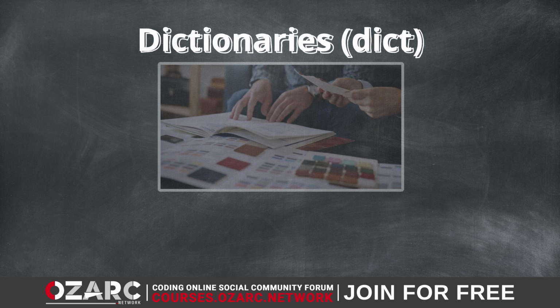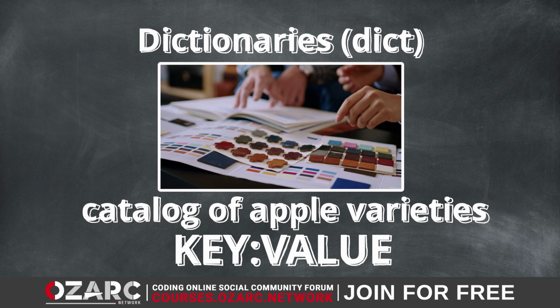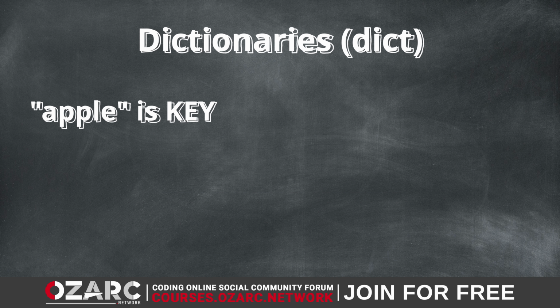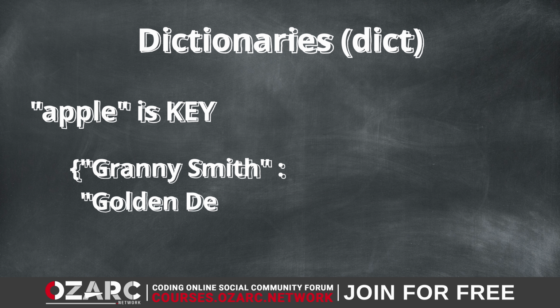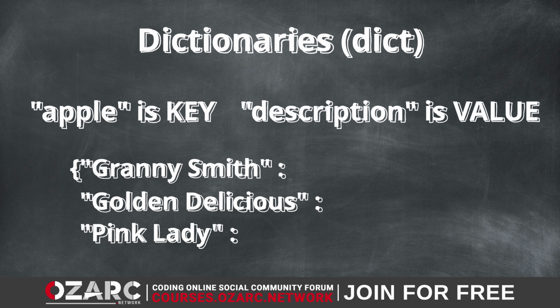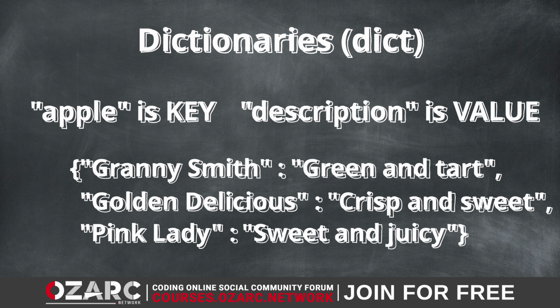A dictionary in Python is like a catalog of apple varieties that operates on a key-value structure, similar to a list of different apple types, each with its own distinct label. Each apple type or key in the dictionary, such as Granny Smith, Golden Delicious, and Pink Lady, is unique and cannot be duplicated. These keys correspond to their respective descriptions or values, which could be any form of information, such as green and tart, crisp and sweet, and juicy. Thus, we can think of this dictionary as a collection of apple types where each type is paired with a label that describes it. This allows us to have multiple apples but ensures that each unique apple type is identified by its label.